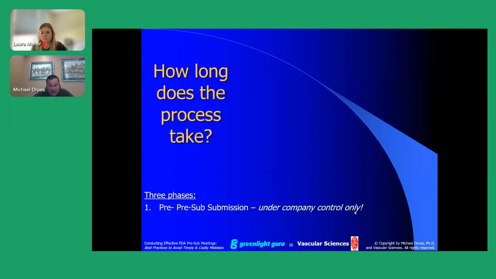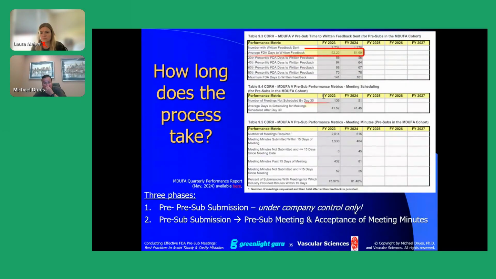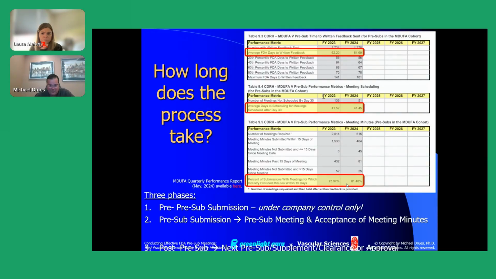How long does the process take? Remember, there are 3 phases: the pre-sub phase, which is under the company's control, and then the pre-sub phase itself. Here's some interesting statistics for you. The average number of FDA's days to receive the written feedback is about 60 days. That's pretty typical. Average days to schedule a meeting, about 40 days. And the percent of submissions with meetings for which the industry provides meeting notes, about 80%. So that means that 20% of companies are not submitting meeting notes, even though they are quote unquote required in the guidance. I find that kind of interesting. Take it for what it's worth.